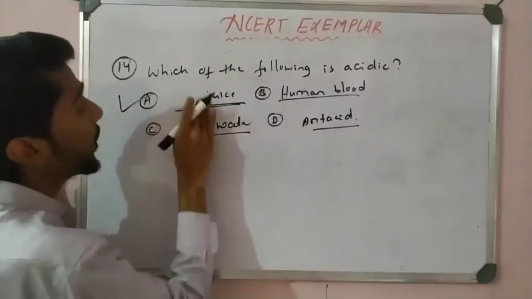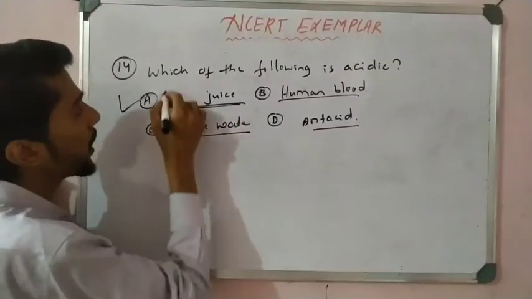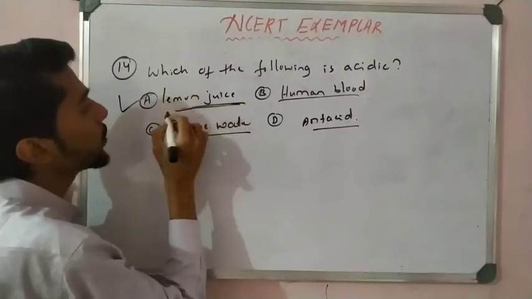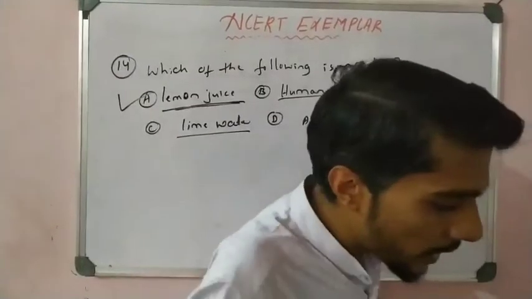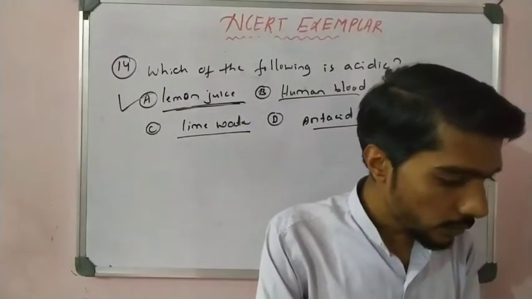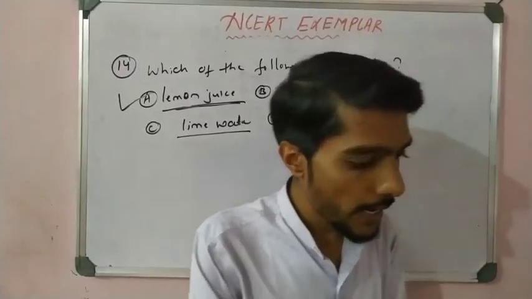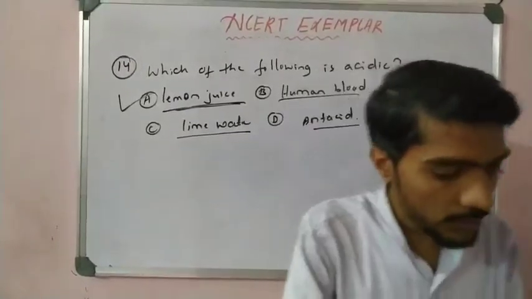Sorry, there is a mistake here: it is lemon juice, not lime juice. So what is lemon juice? It is an acid, right? So lemon juice is acidic in nature. So please write down this question.